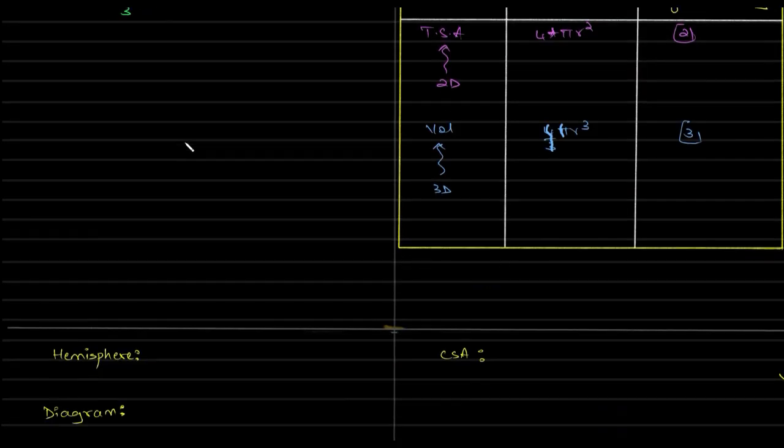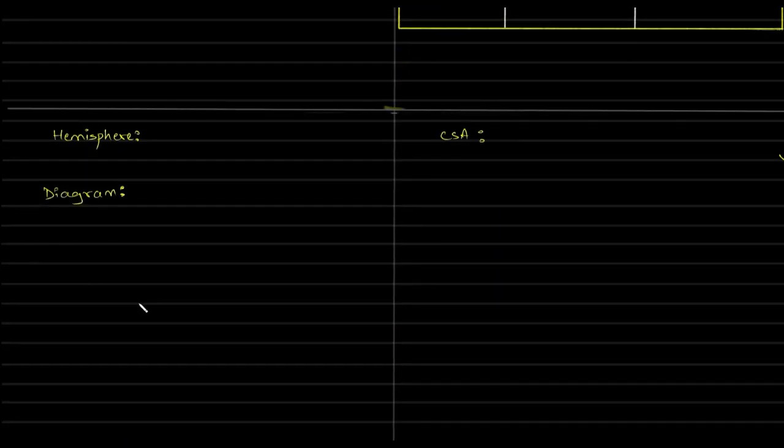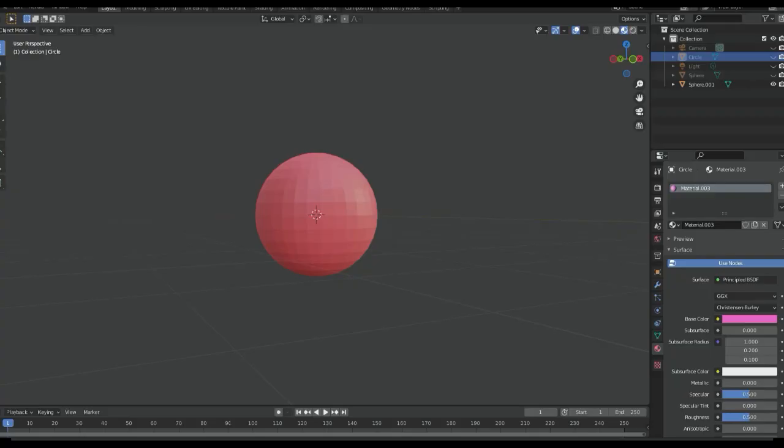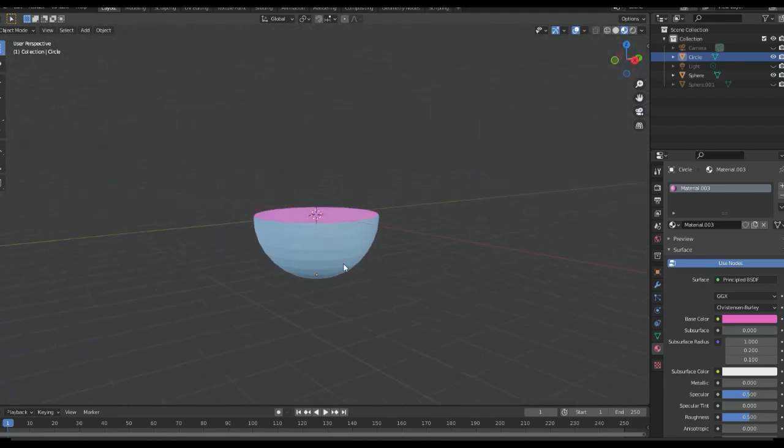Okay, it makes sense. Now we'll begin with hemisphere. Hemisphere is nothing but half of a sphere. How does it look? So if I take this sphere and cut it, you will get the hemisphere, half of it. Right? Does it make sense?